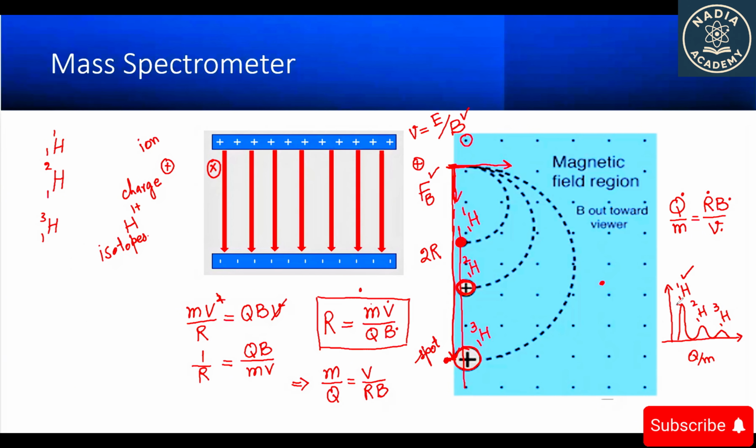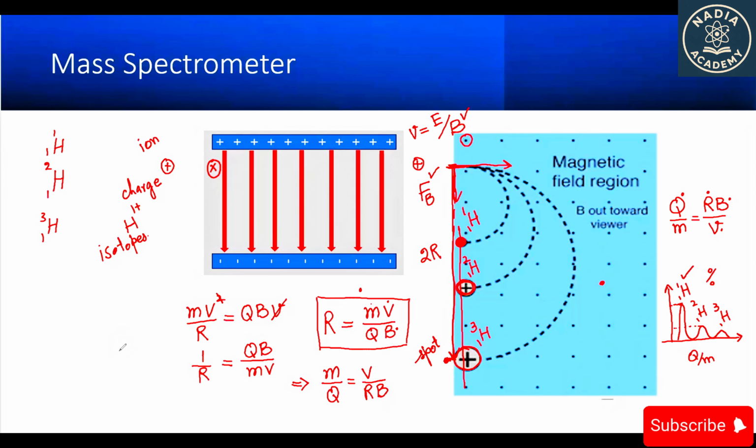And with this height, we can also measure the percentage abundance, meaning what percentage of that element is available in nature. That is, what is the percentage abundance of that isotope in a sample of that element. So this is a simple, straightforward concept of a mass spectrometer.